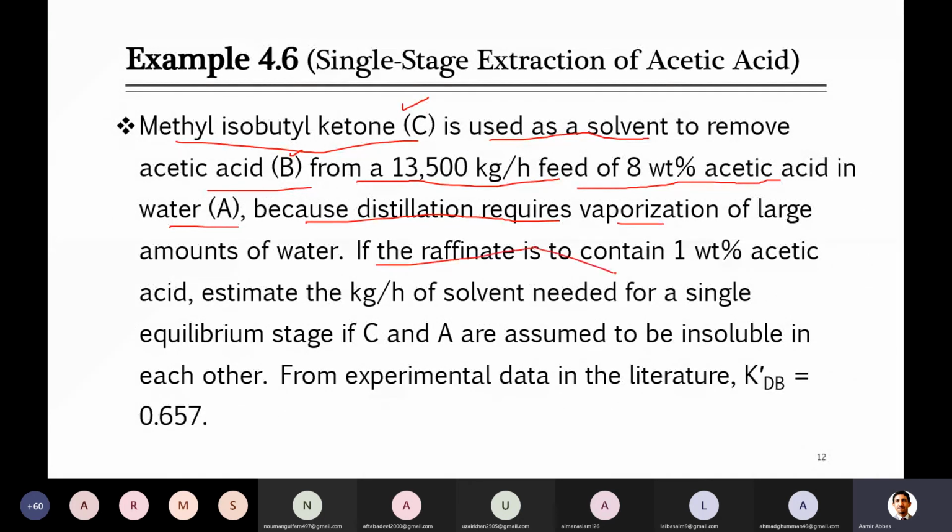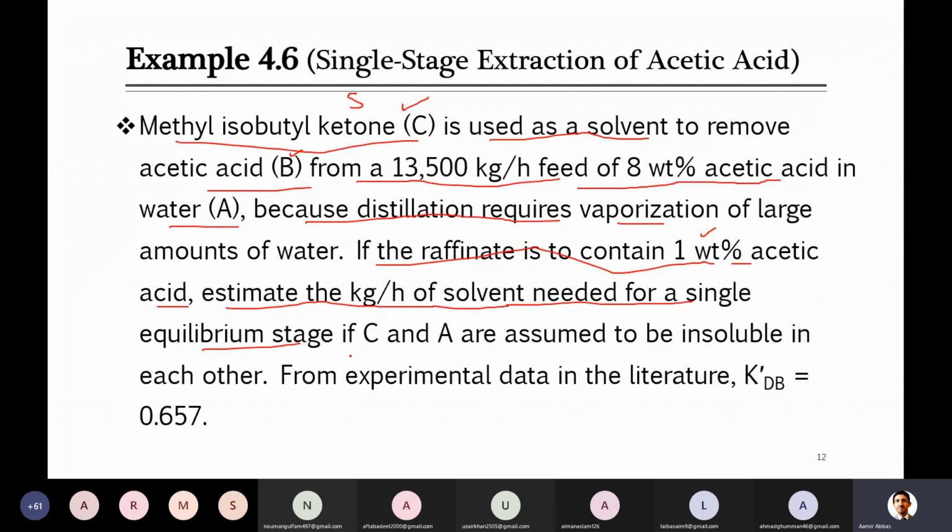So if the raffinate is to contain, he already also told you how much acetic acid can still be part of the raffinate stream which is leaving, that is only 1%, the other 99% of the raffinate will be water. Estimate the kg per hour of the solvent needed for a single equilibrium stage. In this case, we are supposed to find the flow rate of this component C, and its flow rate was mentioned as a capital S in the equations.